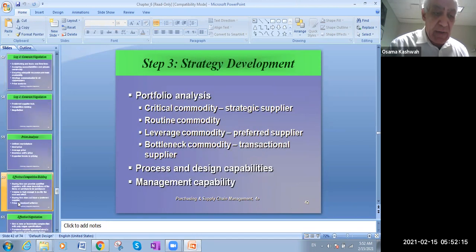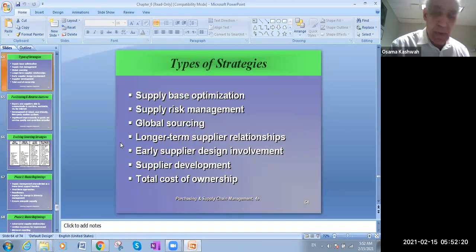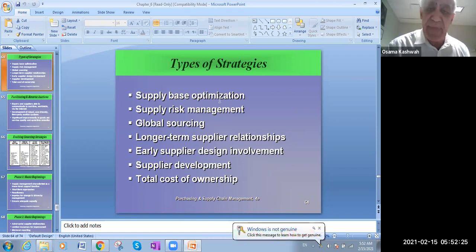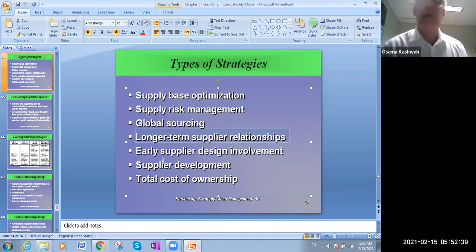Finally, in this chapter 6, I would like to talk about the types of strategy at the end. We have supply base optimization and supply risk management strategies. We have global sourcing strategies. Longer term supplier relationship strategies, because I want to keep a long term relation with my supplier. Early supplier design involvement, supplier development as well, and total cost of ownership.